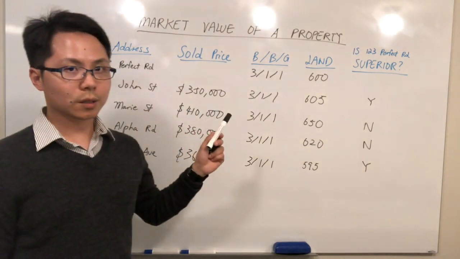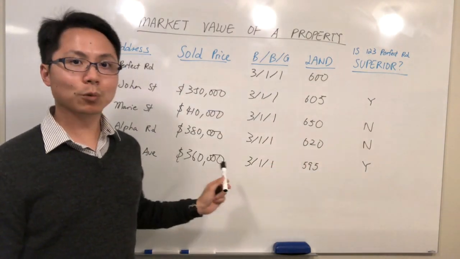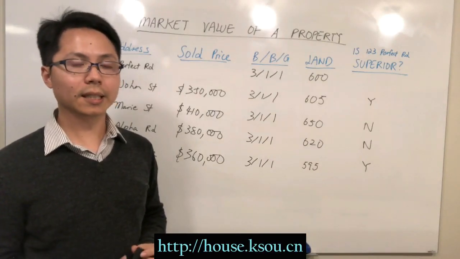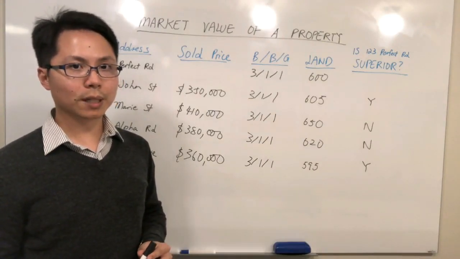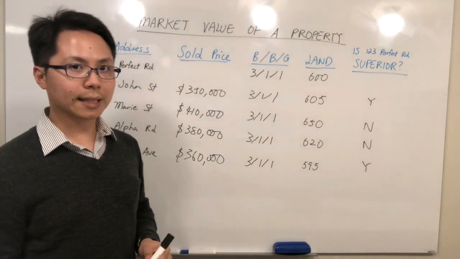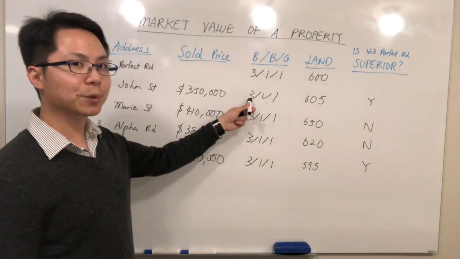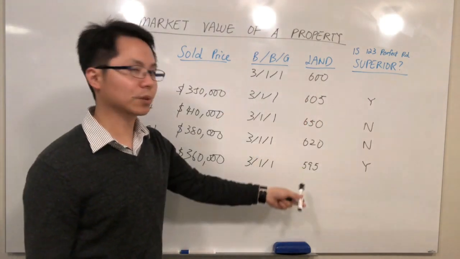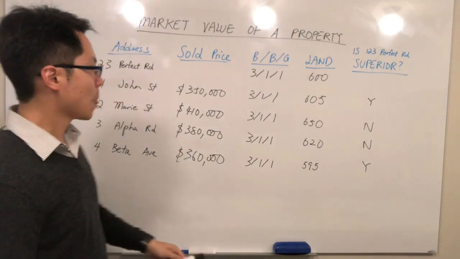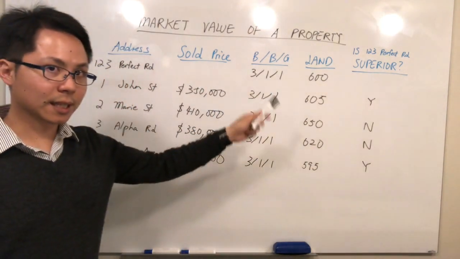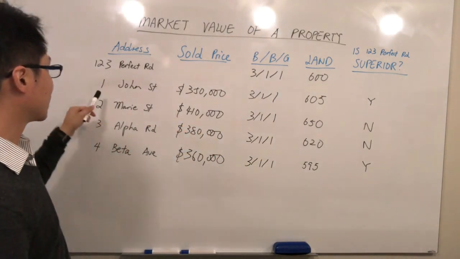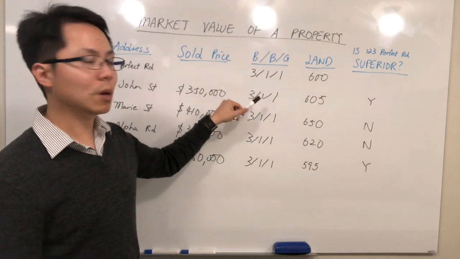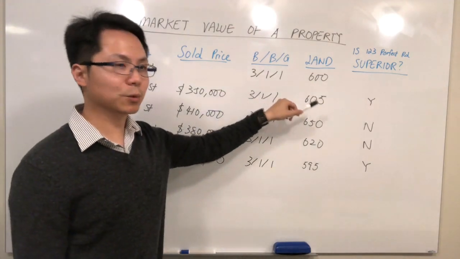First of all, in order to collect this data, I will jump on a site such as house.kso.cn, I'll put the link down there, do a search on the suburb, and then filter down, for example, the number of bedrooms and also the land component. In this case, you can set between 600 to 700 square meters. Assuming I've done that search, I note all these down. So I've got 1 John Street, which sold at 350,000. It's got 3 bedrooms, 1 bathroom, 1 garage, and 605 square meters of land.